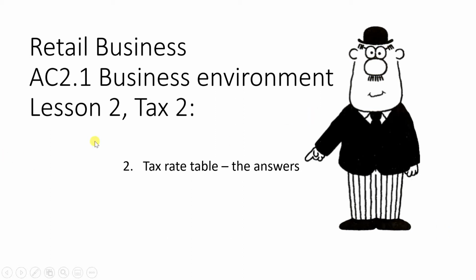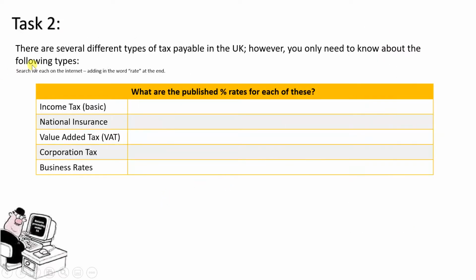Here are the answers from Objective 2 Retail Business. This is lesson 2. We're looking at the published percentage rates for the 5 taxes that you need to study. Here are the answers then for the tax rate tables. We were looking at the types of tax payable in the UK, and these are the ones we look at in some detail. So let's go through each by each and a little discussion on the last one.